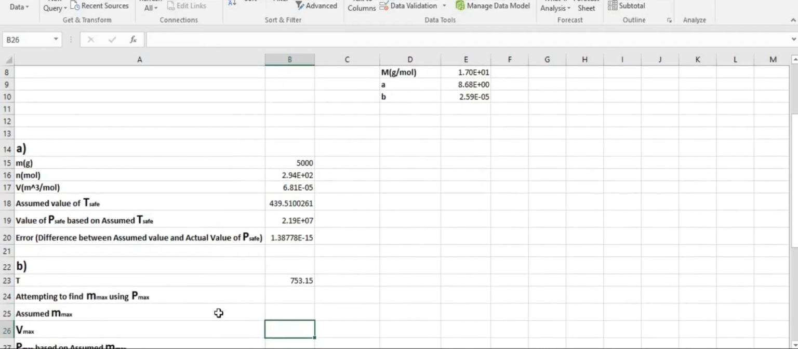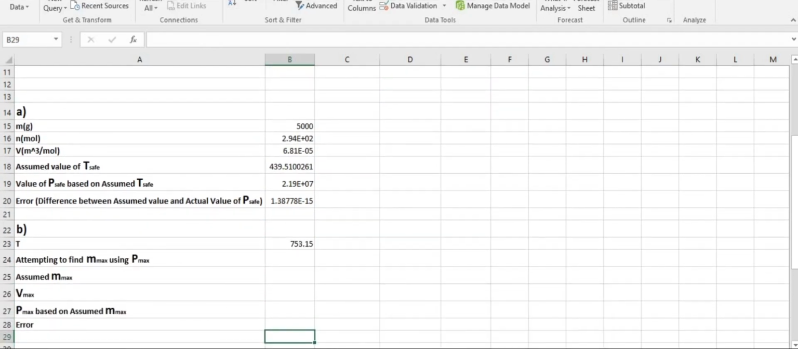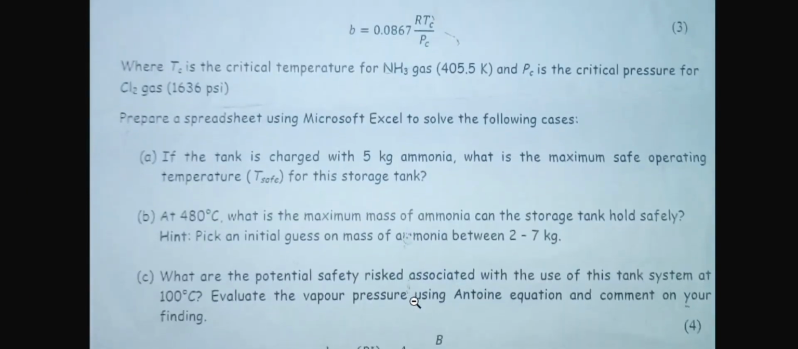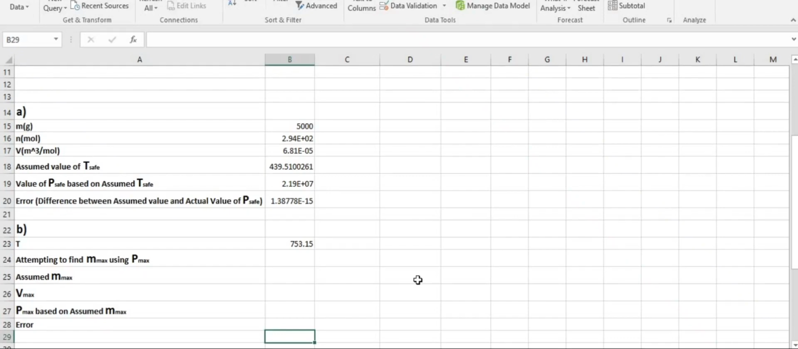Now we go to the second part of the question, which says at 480 degrees Celsius, what will be the maximum mass of ammonia that the storage tank can hold safely? And we're given a hint to pick an initial guess on mass of ammonia between 2 to 7 kg. So this is like the previous question where we have an unknown and we are supposed to pick a guess. Now here we are guessing on the value of m. And we know that our value of V is actually dependent on our value of m.